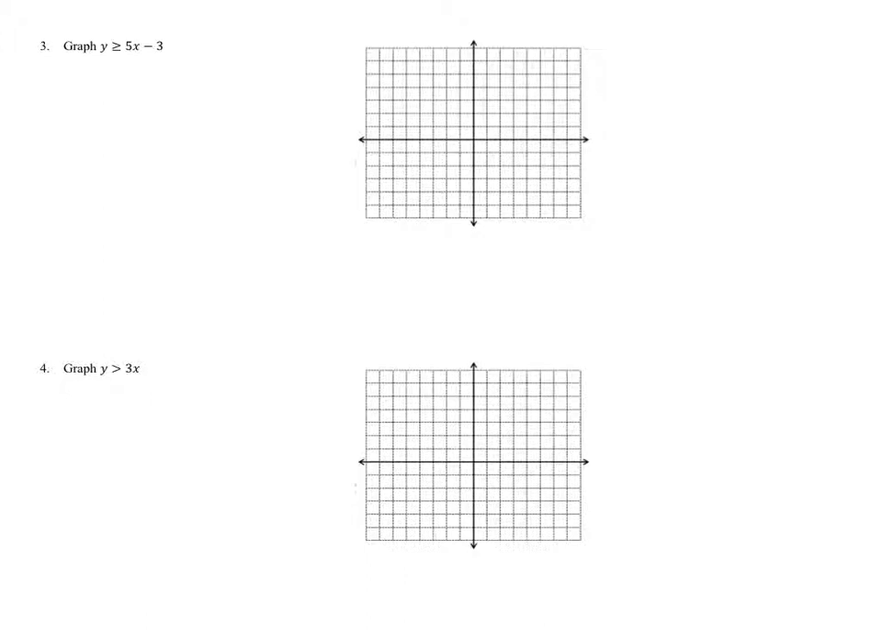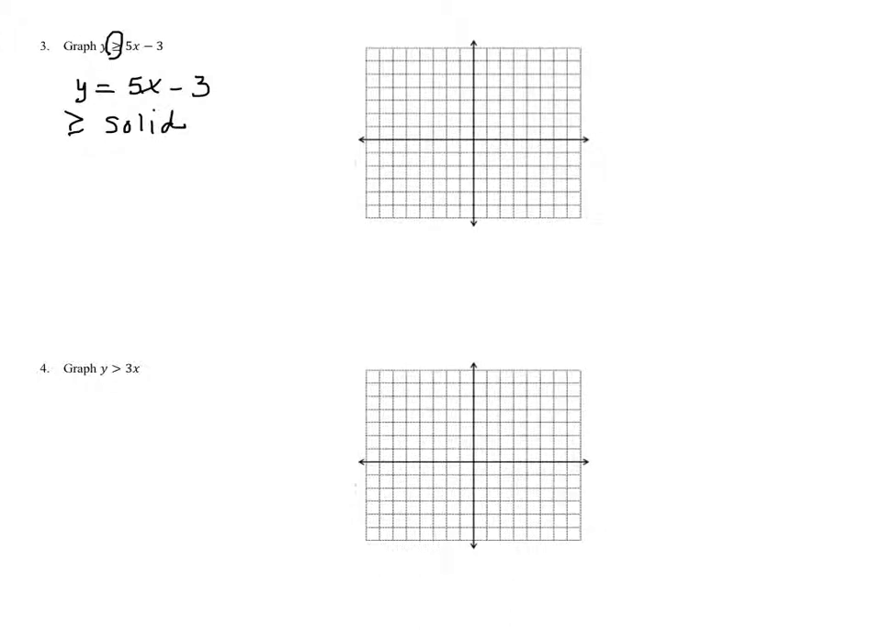Okay, so first we need to graph the line y is equal to 5x take away 3. This line is in slope-intercept form. We have to decide whether it's solid or dashed. I look at it, it's greater than or equal to, that means it's solid.